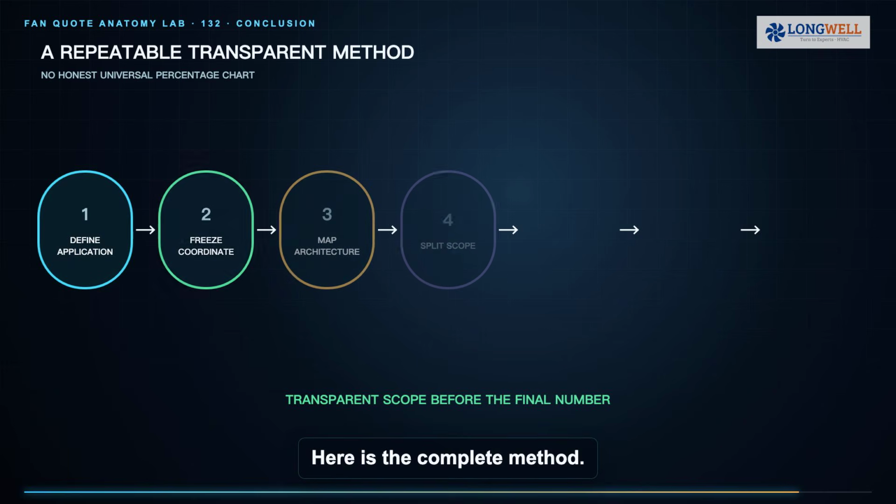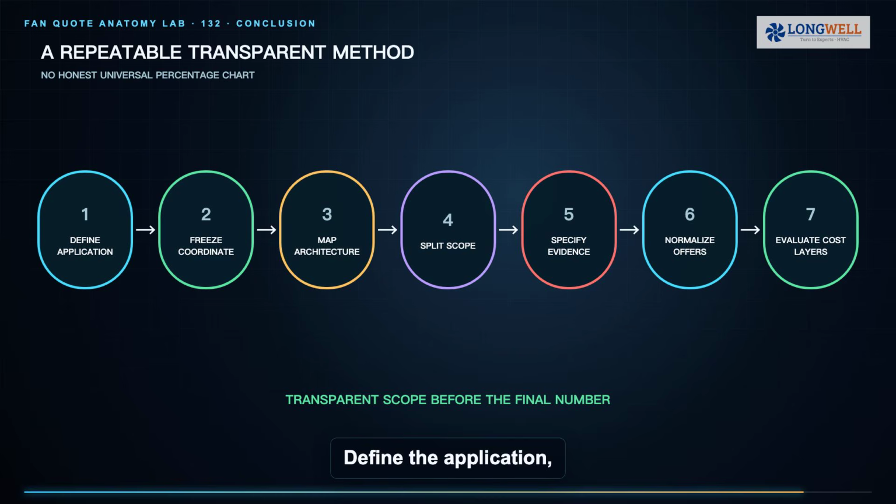Here is the complete method. Define the application, freeze the quote coordinate, map the product architecture, separate recurring and project scope, specify the evidence package, normalize every offer, and then evaluate landed and ownership cost. There is no honest universal percentage chart, but there is a repeatable way to make pricing transparent.